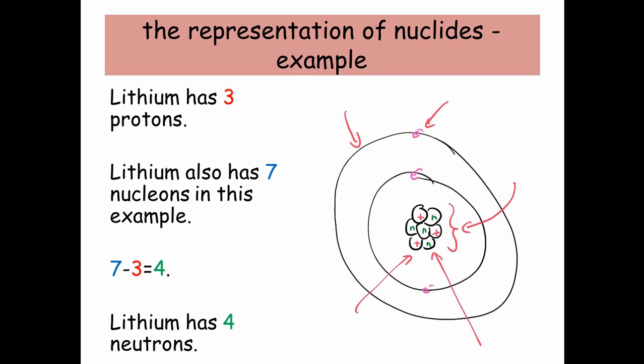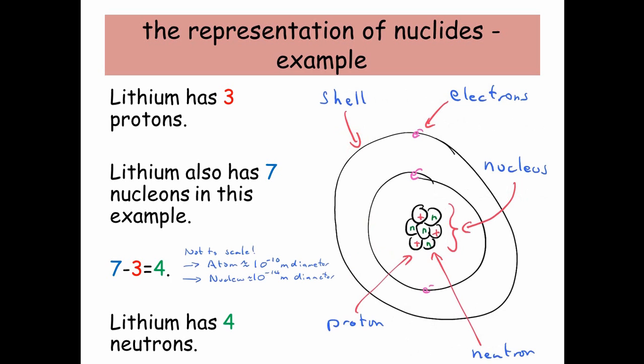And here we've got a basic model where we've got the nucleus in the center, which is containing neutrons and protons. We've got electrons that orbit around in shells, and it's important to note that the atom is roughly about 10 to the minus 10 meters in diameter, whereas the nucleus is about 1,000 times smaller, which is 10 to the minus 14 meters in diameter.